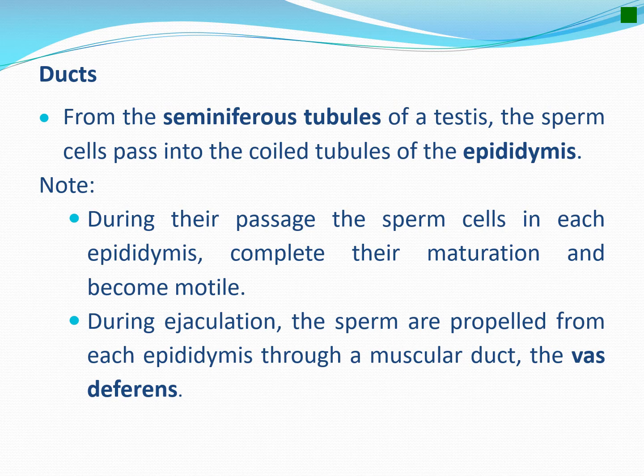Vas deferens or spermiduct is a long tube that travels from the epididymis into the pelvic cavity, and this is the cavity between pelvic bones, in order to transport mature sperm cells to the urethra for ejaculation.